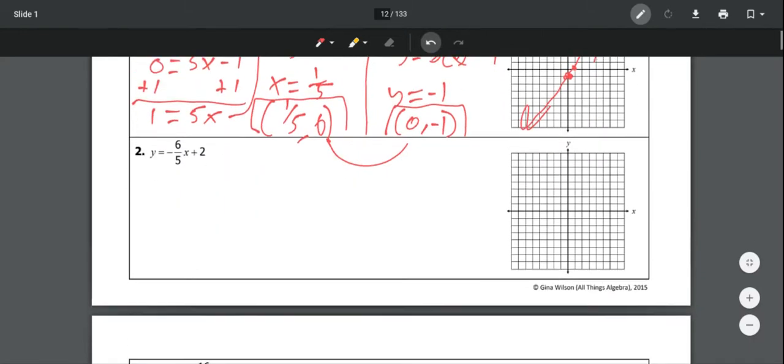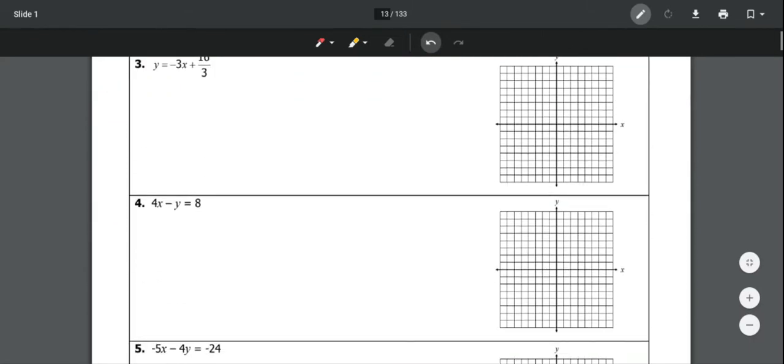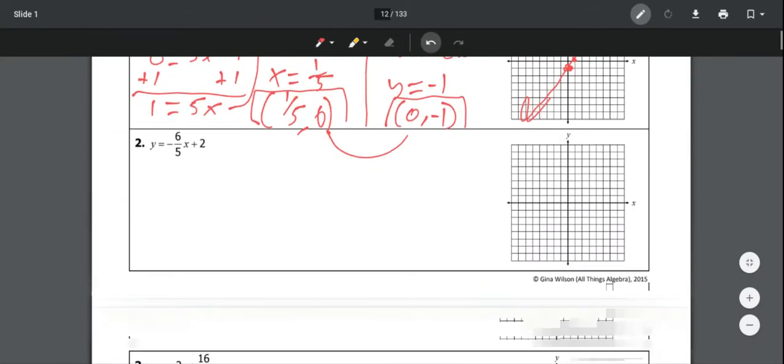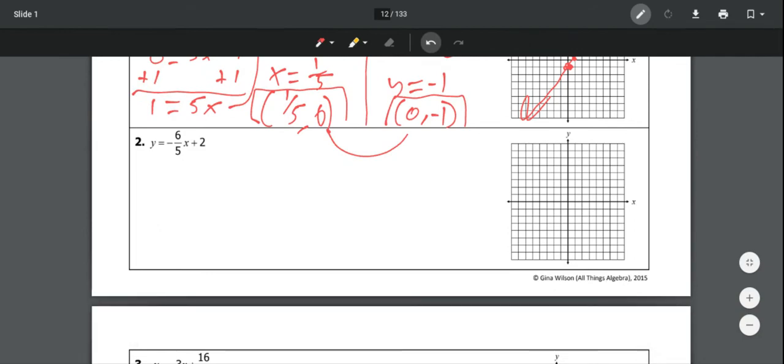I'm going to do one more because this one's not super complicated, I'll be honest. The intercepts is pretty easy to do. So I'll do number 2 as well. So here we need to find our 2 cases. So x-intercept, y-intercept.